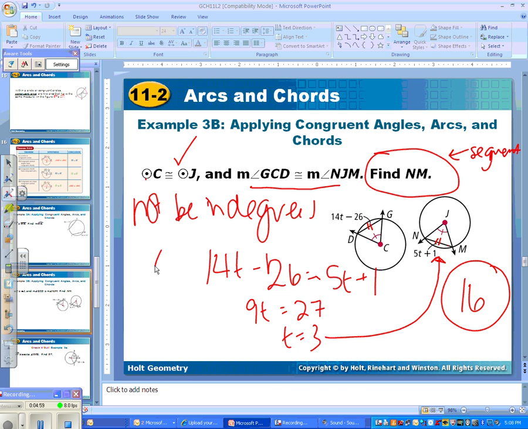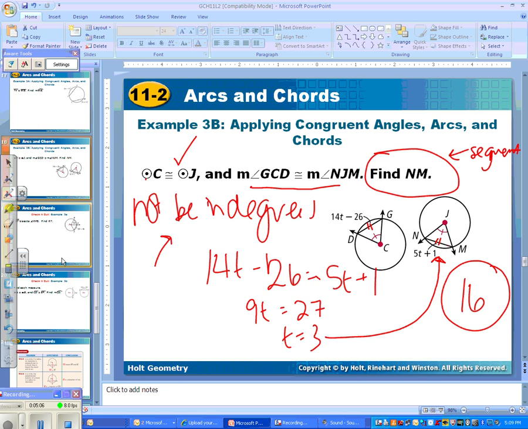Arcs and central angles will be in degrees. Line segments will just not be in degrees. They're just in units.